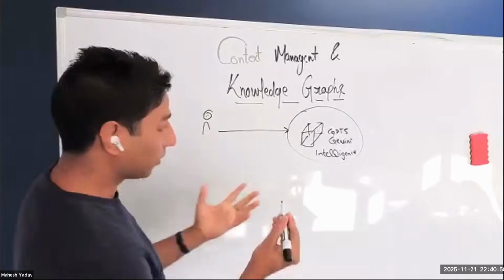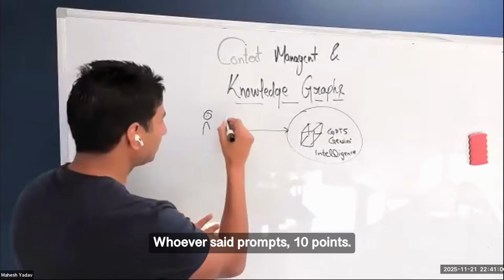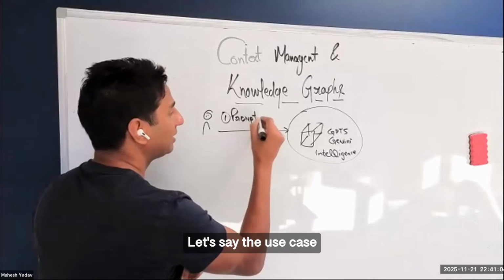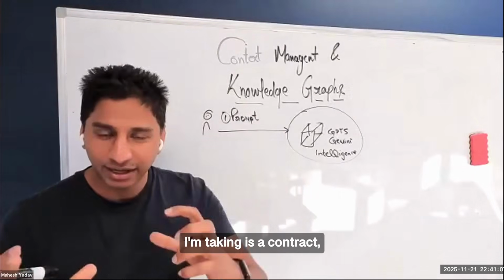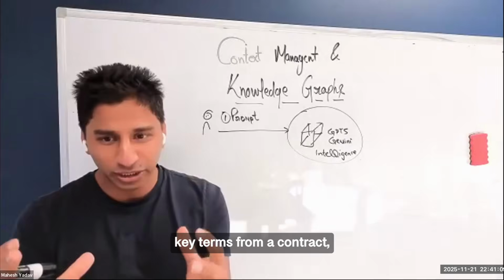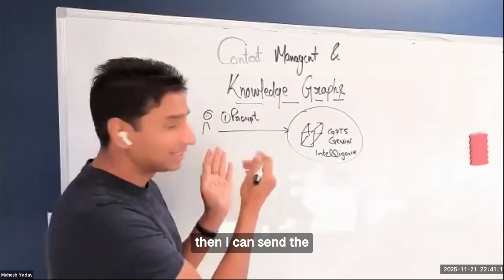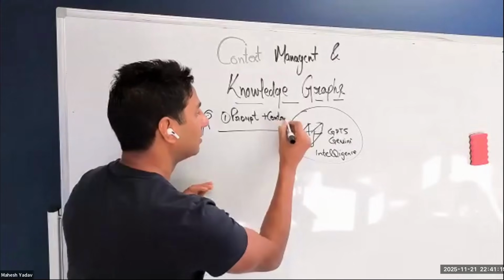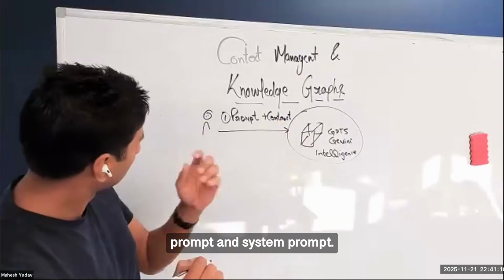Prompts. Good. Whoever said prompts, 10 points. Yeah, prompts. I can add everything to my prompt. Let's say the use case I'm taking is a contract and I want to get risk and key terms from a contract. Then I can send the whole contract in the prompt, right? This could be the prompt and system prompt.